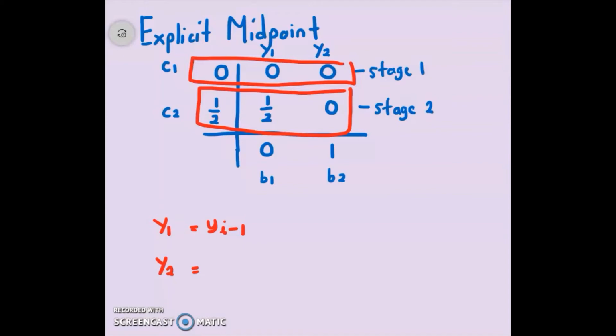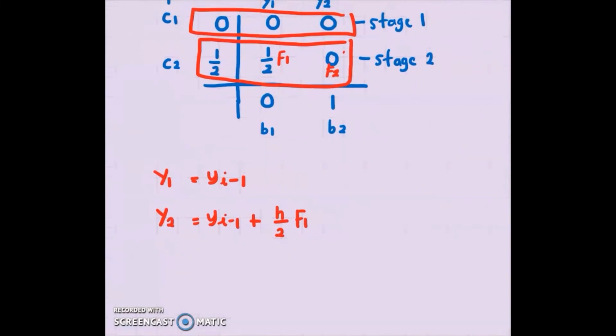So I have this one for f1, this one for f2. So start with yi minus 1 plus half h over 2, f1. Now there is no f2 here because it's 0. So you can write 0 f2, but I will not let you do that. Now what is my f1? You have f1 because it's 2 stages. You also have f2. f1 refers to f of xi minus 1.